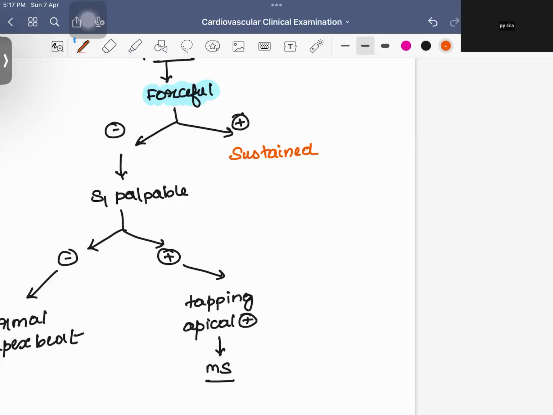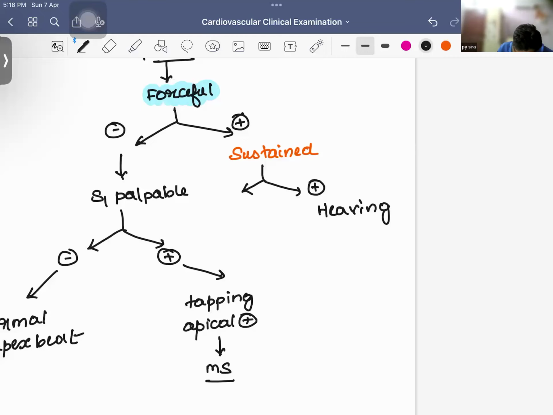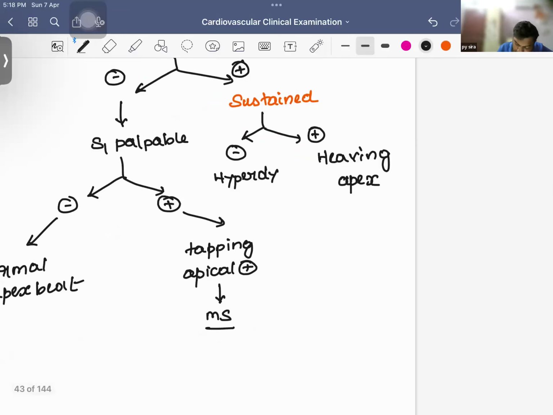If it is forceful, you are going to have a sustained apical impulse, which is a heaving apex beat. When it is not sustained, it is a hyperdynamic apex. The hyperdynamic apex is diffuse; heaving is localized. This I have already told you.